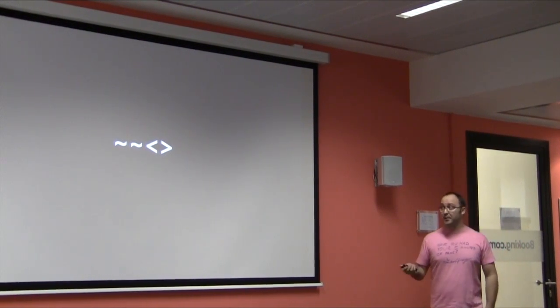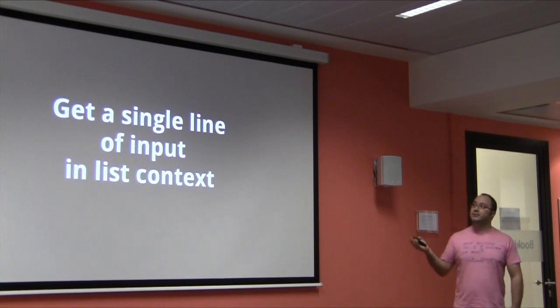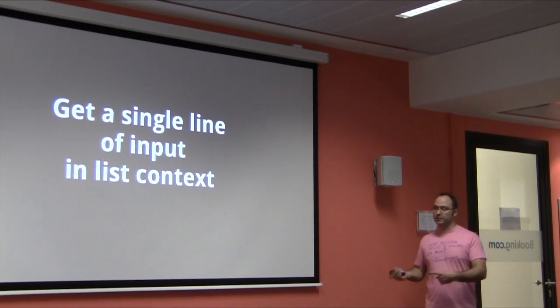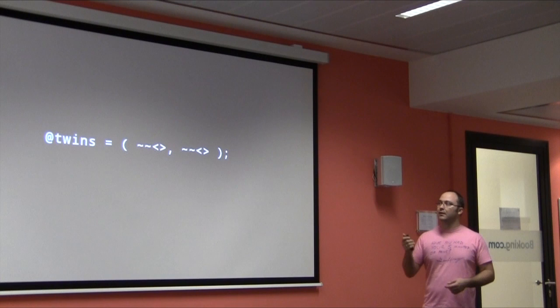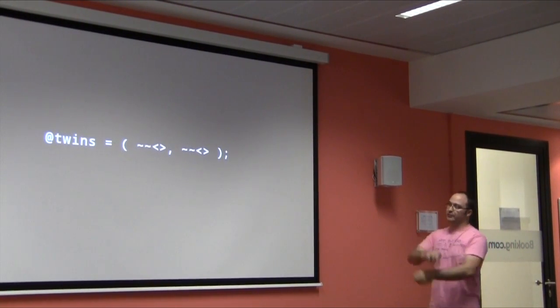Again, this is a combo. It's the diamond and each one. And it gives you a single line of input in this context. So, for example, you can have twins. You get just the first two lines.